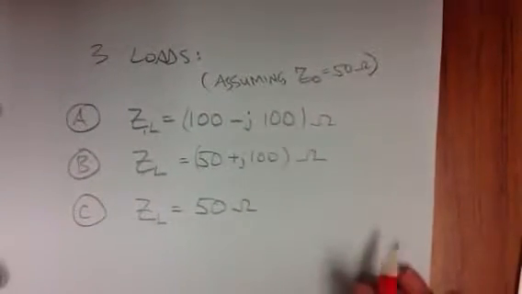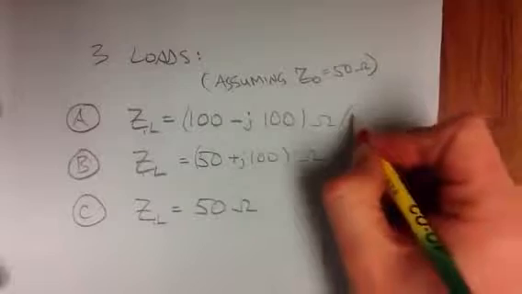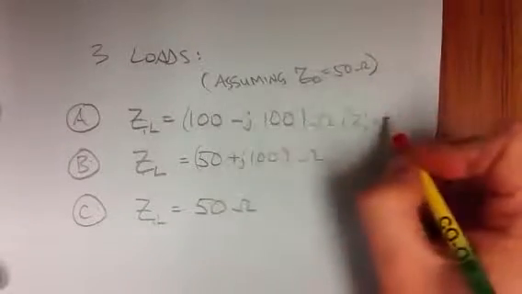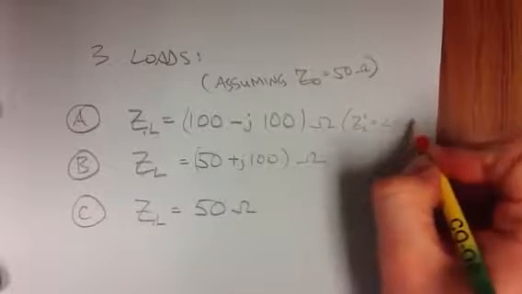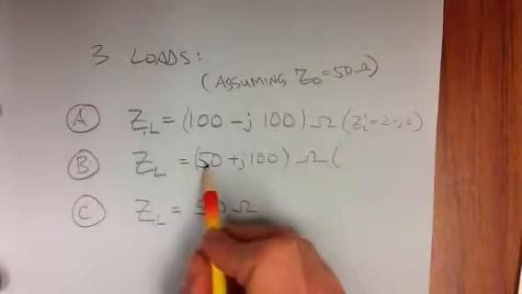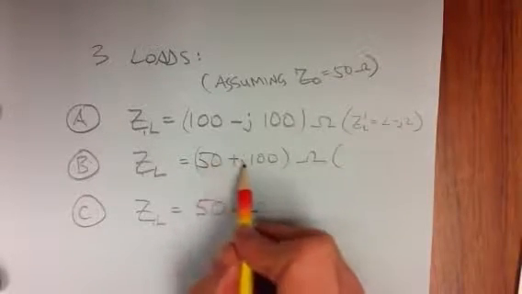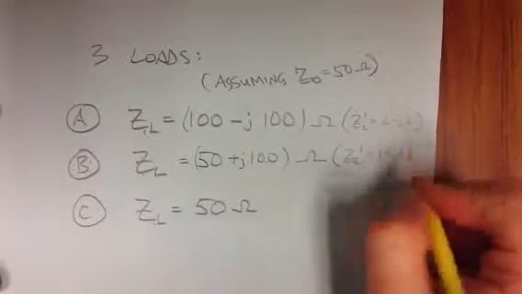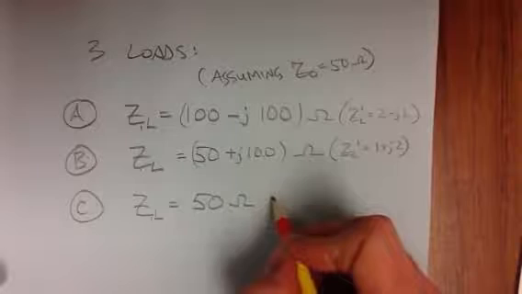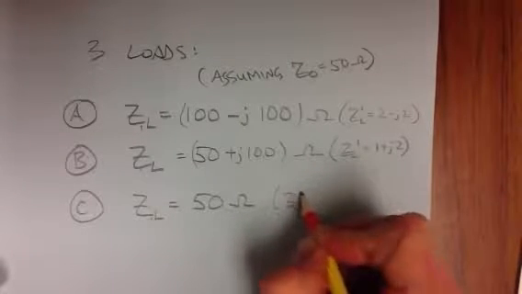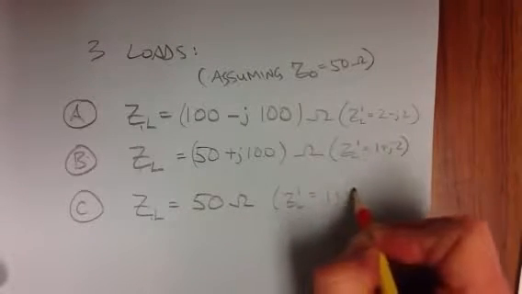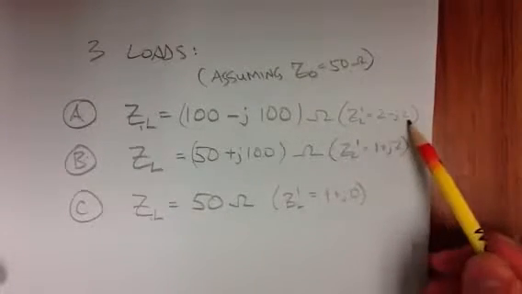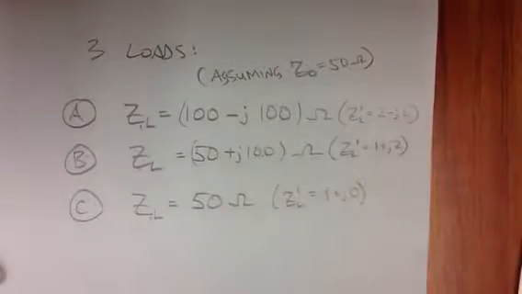For the first load, I can say the normalized impedance, if we divide by the characteristic impedance, is 2 minus J2. In this one, 50, so 1 plus J2. And this one, normalized impedance, 1 plus J0. Done. So I plot 2 minus J2, I draw a circle, and I look.